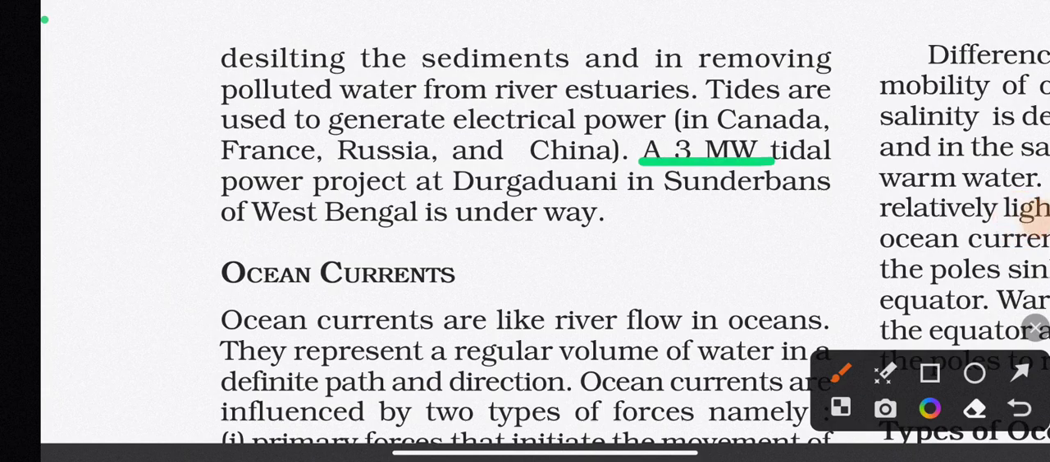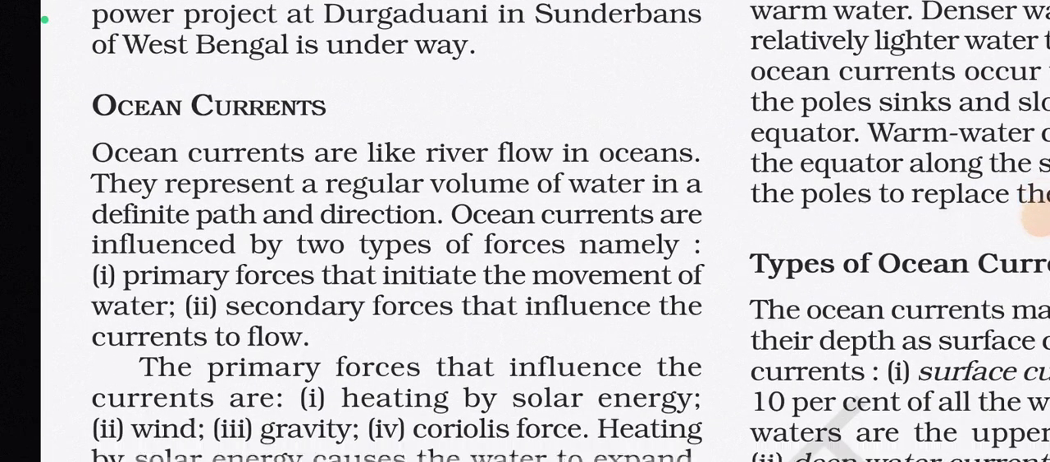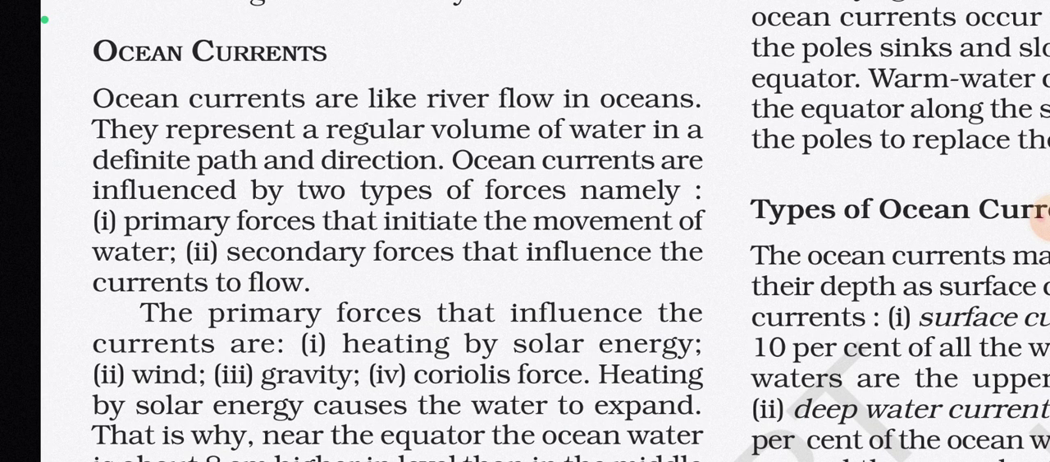Okay. Now look, we will talk about ocean currents. Ocean currents are like river flow in oceans. They represent a regular volume of water in a definite path and direction. Ocean currents are influenced by two types of forces, namely primary forces that initiate the movement of water, secondary forces that influence the currents to flow. That means keeps the flow continuing.